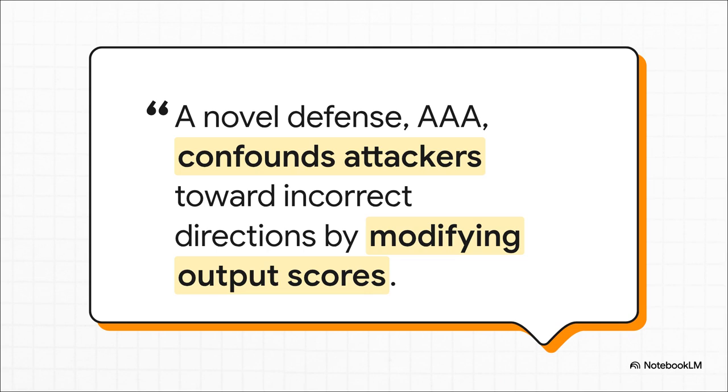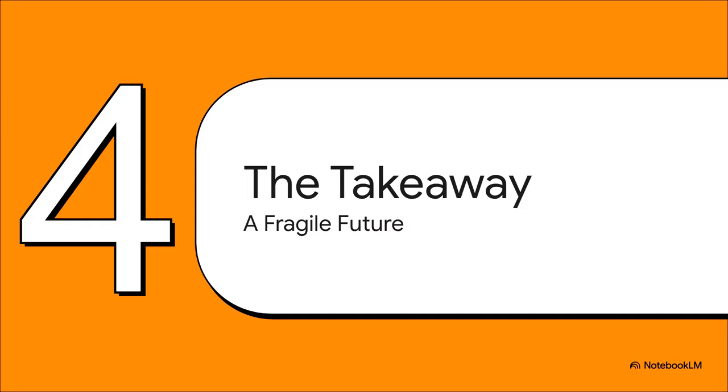The defenses are getting even smarter too. Researchers are now developing methods that actually turn the tables on the attacker. There's this new defense, nicknamed AAA, and what it does is it subtly tweaks the AI's output scores. For a normal person, the answer is the same. But for an attacker's algorithm, it sends them on a total wild goose chase, completely derailing their attempt to find a weakness. It's brilliant.